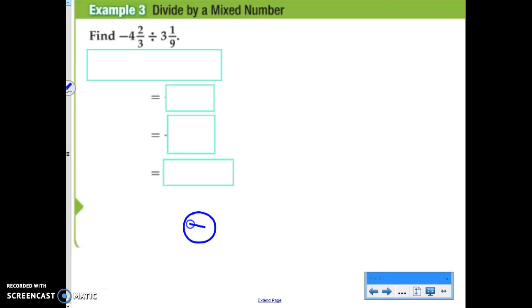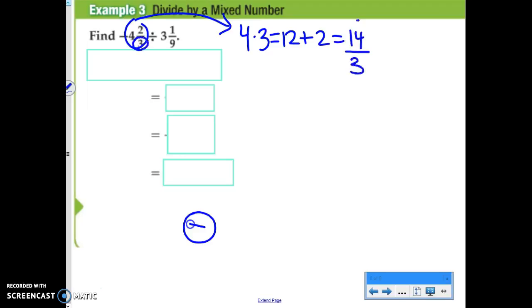The next step that we need to do is convert each one of these. So let's convert this mixed number into an improper fraction. So I take my whole number, which is 4, I multiply it by my denominator, which gives me 12, and then I need to add the numerator onto that product to give me a total of 14. Remember, this denominator stays the same, so this is my first ratio that I am dividing. So I have 14 thirds, and I know that I'm going to be multiplying by a reciprocal, but first let's convert 3 and 1/9, okay?